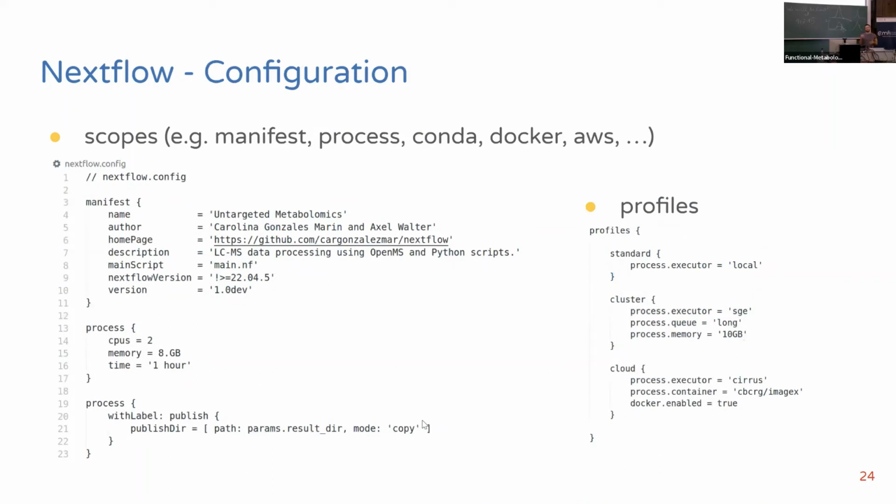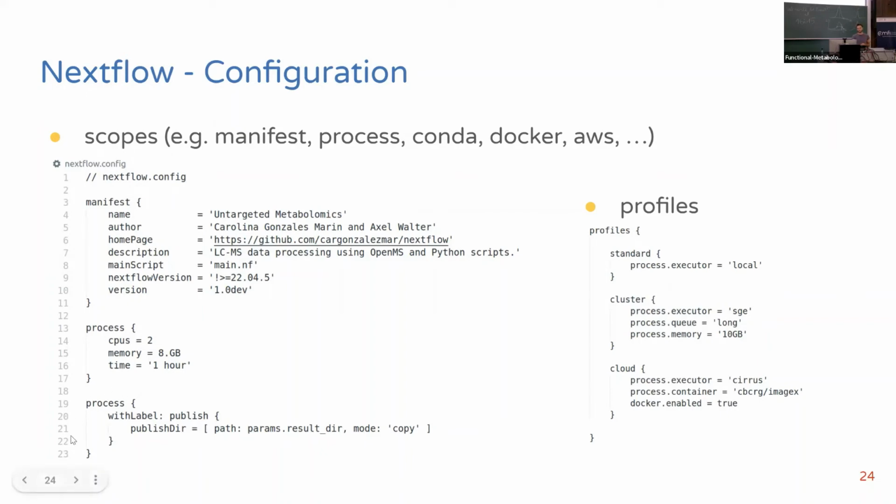Configuration is a big part of these workflow management systems. And in Nextflow, we have so-called scopes. For example, one of them is manifest, where you would enter all the details of your workflow, who has written it, where information about it is, and so on. Another important one is the process. Like here, you could allocate resources globally for all the processes that are run.